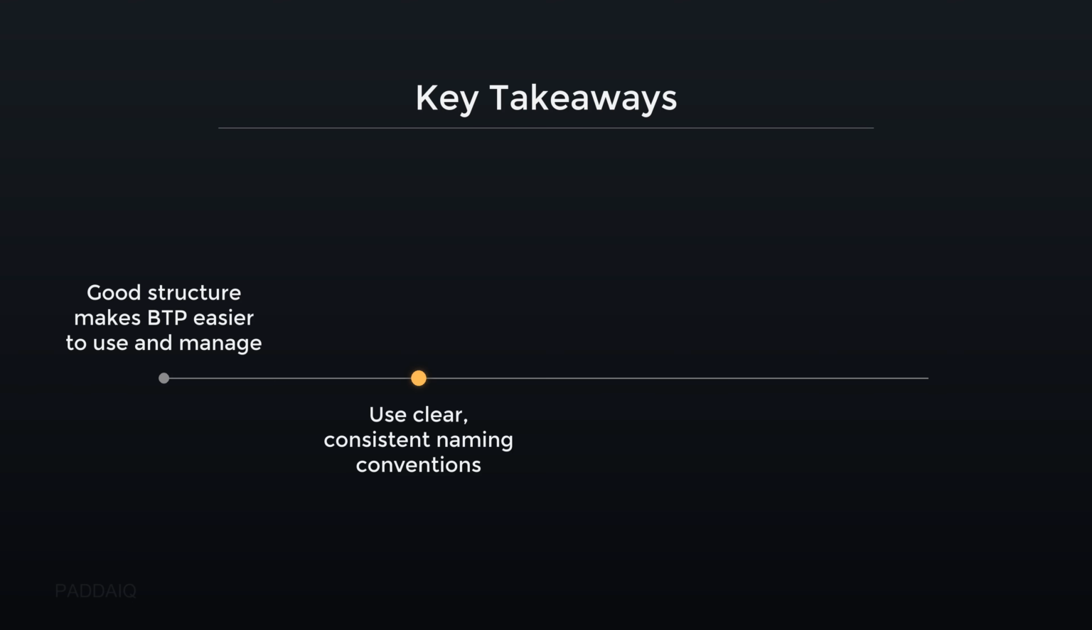Use clear, consistent naming conventions. This means giving every resource a logical, predictable name. For example, name a development space dev-order-process, and a production space prod-order-process. This instantly clarifies each item's purpose and environment, reducing errors and saving time during development and operations. Adopting this practice ensures your projects remain organized and easy to manage as they grow.